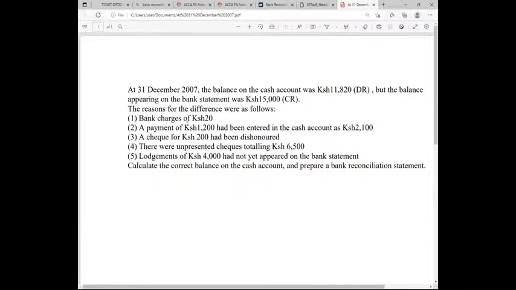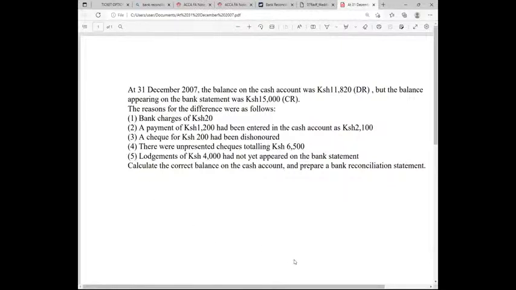So if I'm the one doing this exam, I know note number four and note number five will go to the bank reconciliation statement. All the other notes will just be adjustments on the cash book. So there is no problem.